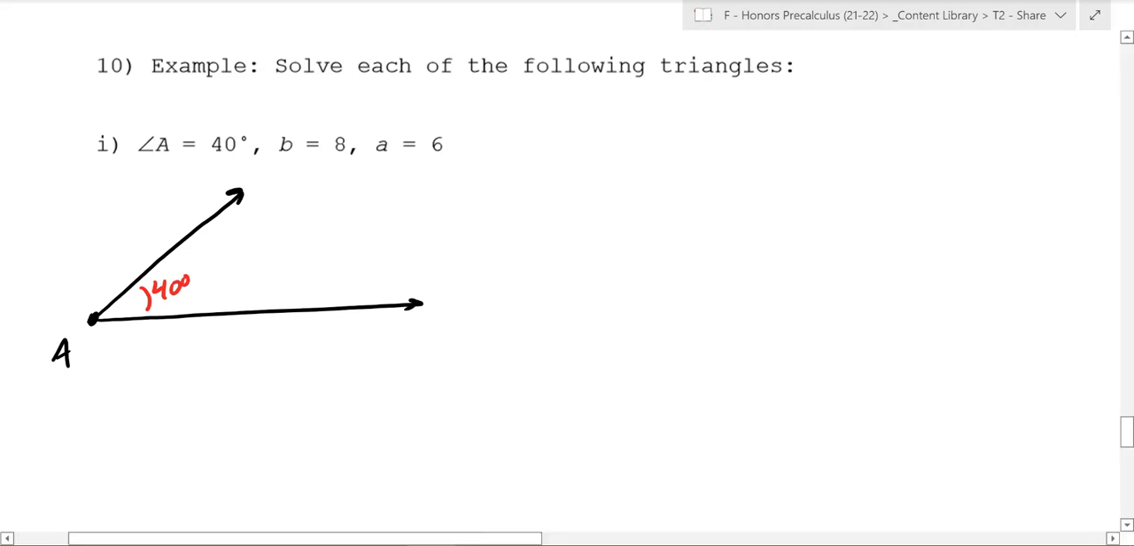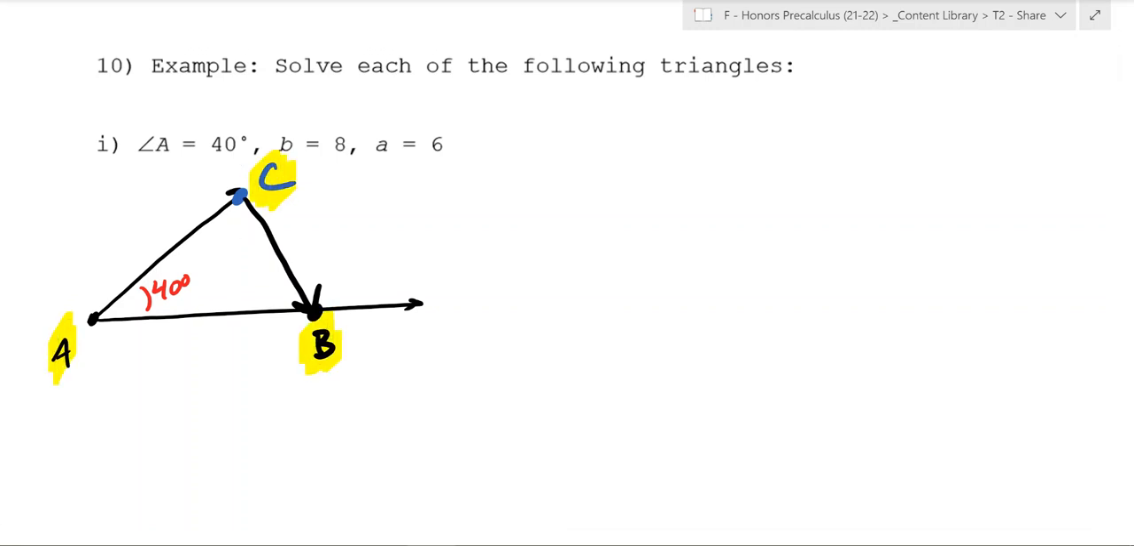And we're going to have this side length. We'll call this point C, and it's going to come back down here, and this is going to be called angle B. So we have three angles here: angle A, angle C, and angle B. And it tells us that B is 8, so this is 8, and A is 6 right there.